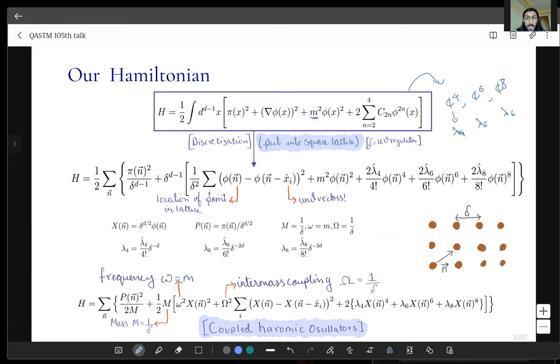Now, first we'll do a UV regulator by putting this theory on a square lattice, by discretizing. From a continuous field theory, you now go into a lattice field theory. Yes, sir. So you are trying to regularize the theory with equidistant lattice spacing. Yes, sir. So this is basically the discrete representation of your theory.